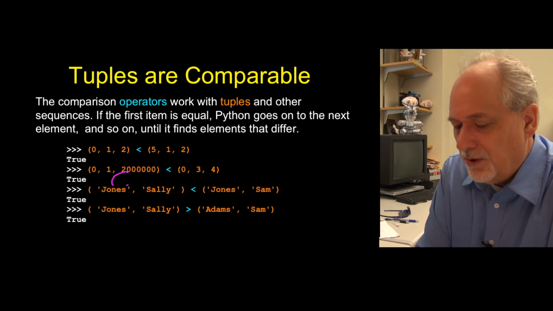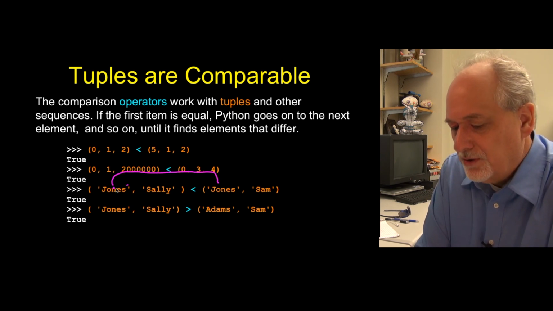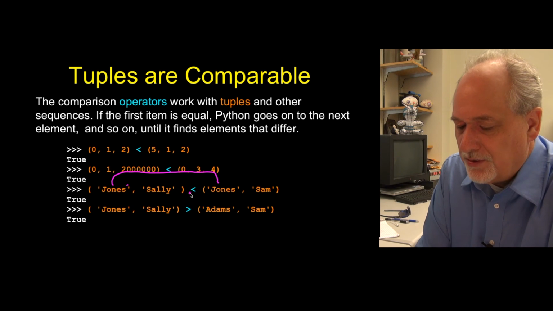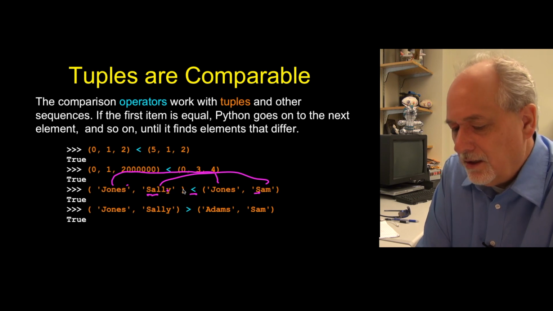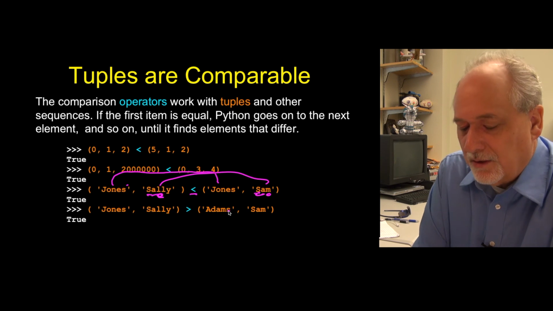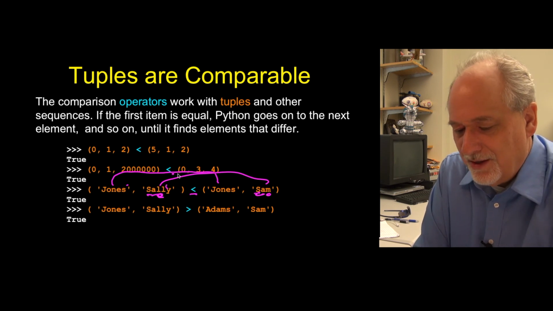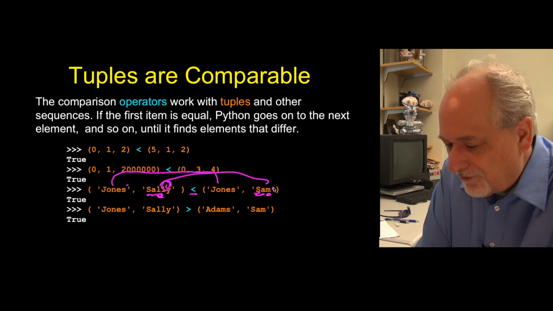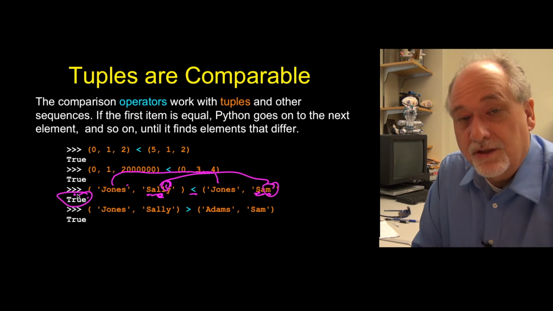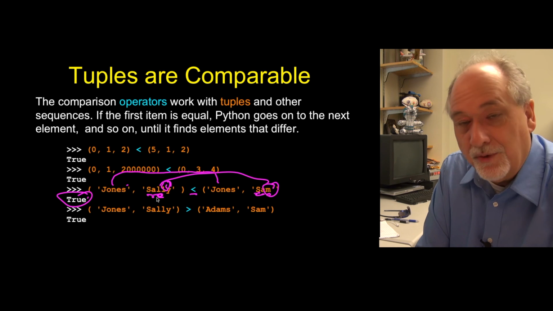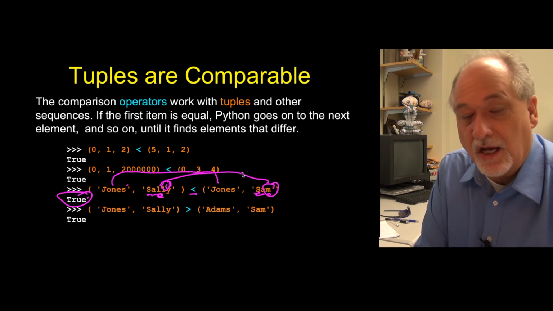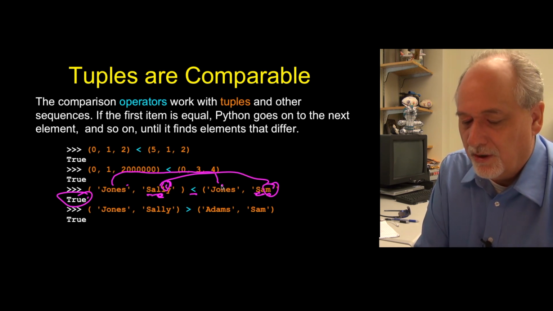Again, we start with the first one. So Jones, Sally, well, that's the same, so we don't know the answer yet. And so Sally, Sam, well, okay, S, oh, they're the same. A, they're the same. O, L, and M. L is less than M, so the actual letter that makes the difference here is the L and the M, and leads to us being true. And so it goes left to right, and even when it's doing strings, it's going left to right. That's just how string comparison works.